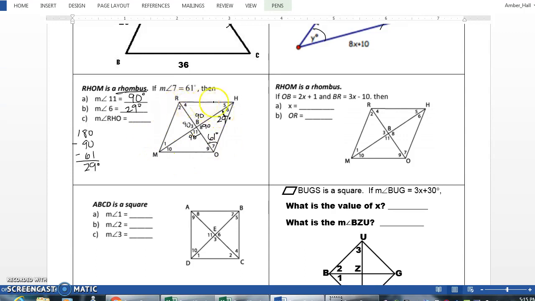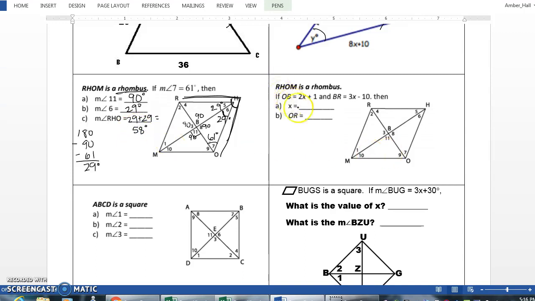Lastly, we're looking for RHO. So this one out here, RHO. I need this angle. Well, the other cool thing we know about rhombuses is that the diagonals bisect the angles. And when I bisect something, that means I'm cutting it in half. So the 2 resulting halves, or 5 and 6, are going to be congruent. So if 6 is 29 degrees, then 5 is 29 degrees. And to find the measurement of RHO, I just have to add those two together. So it'll be 29 plus another 29 equals 58 degrees.